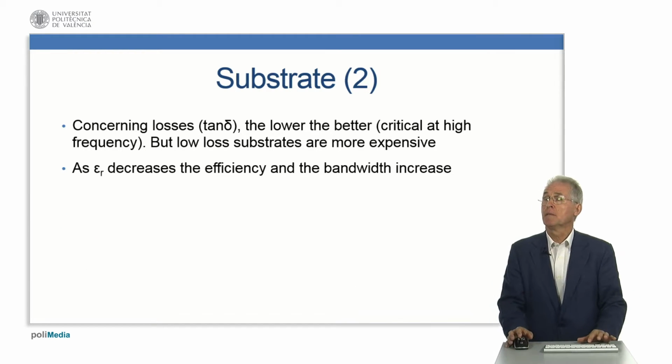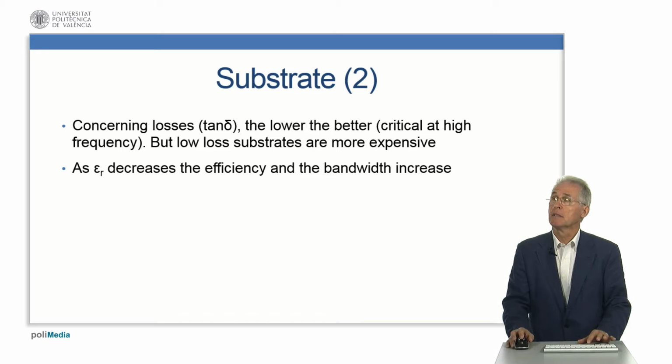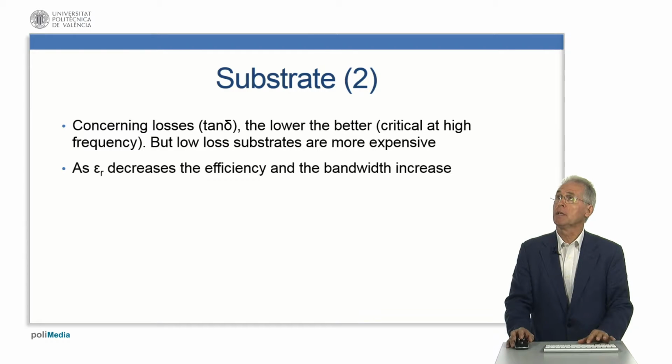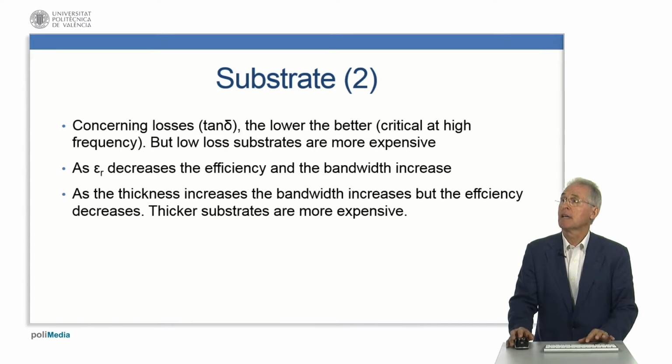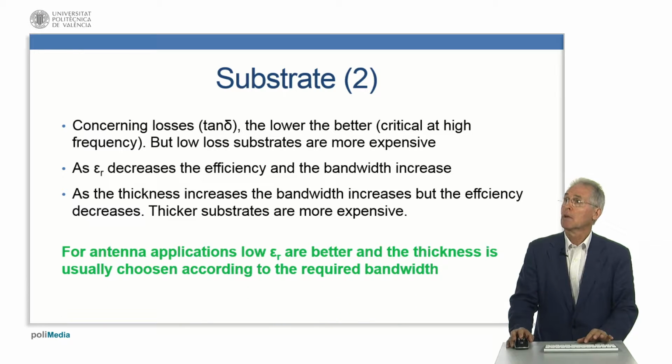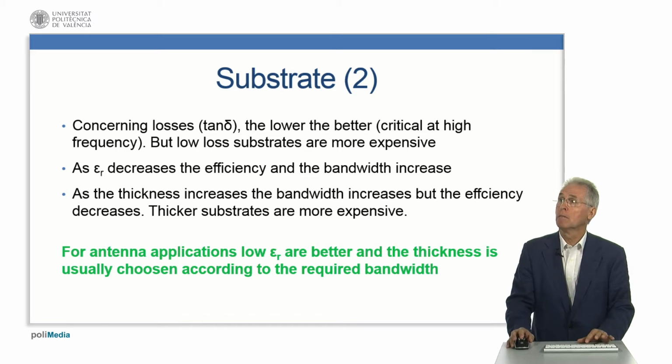As the relative permittivity decreases, the efficiency and the bandwidth increase. As the thickness increases, the bandwidth increases, but the efficiency decreases. Thicker substrates are more expensive. For antenna applications, low relative permittivities are better, and the thickness is usually chosen according to the required bandwidth.